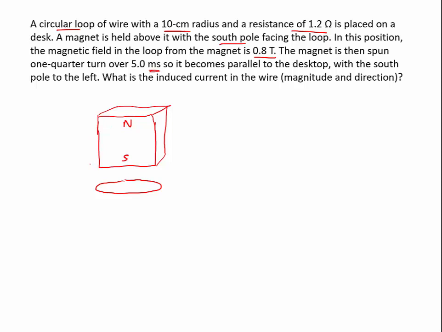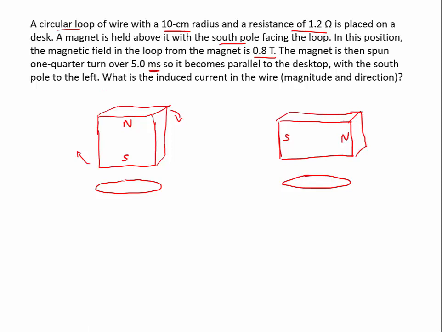The final orientation is this magnet is spun, let's say in this clockwise direction. So same loop here, but now the magnet is spun. So its south pole is to the left and the north pole will be to the right. So let's label this. This is my initial condition, and this is my final condition.